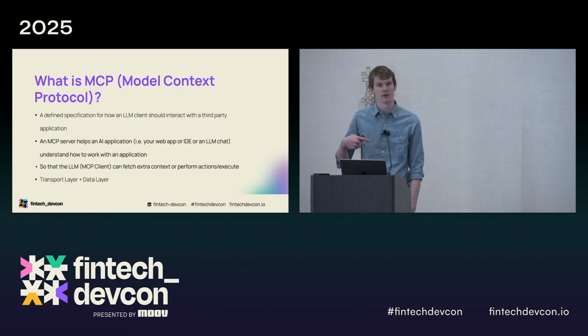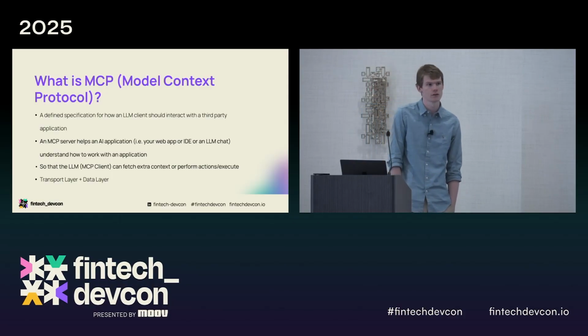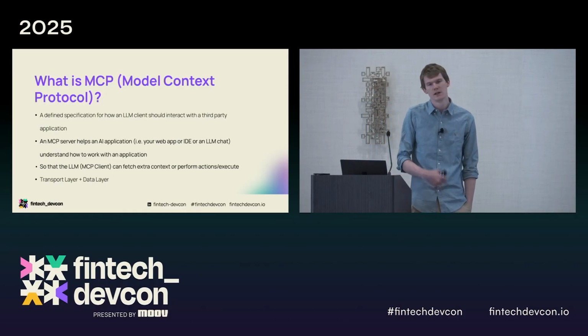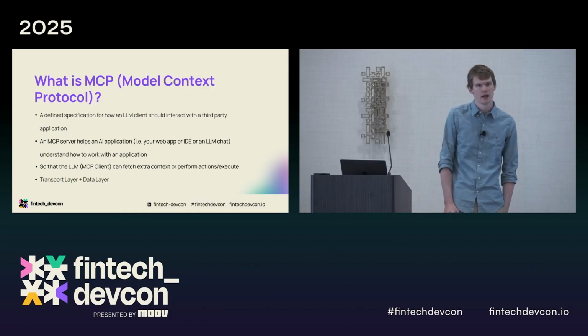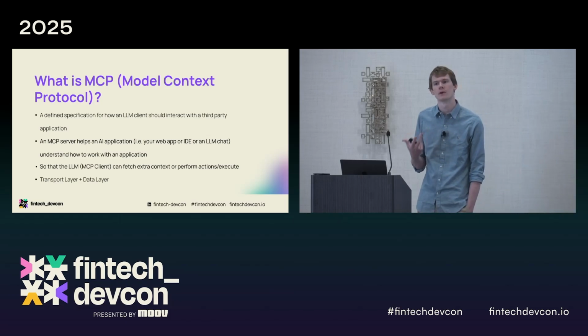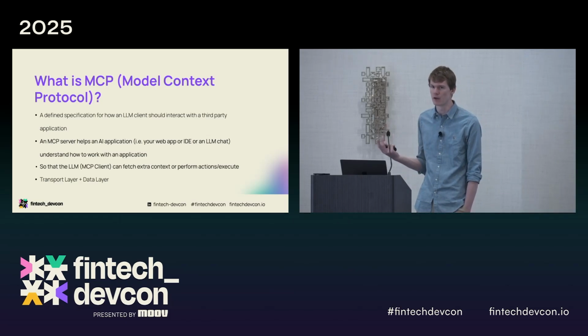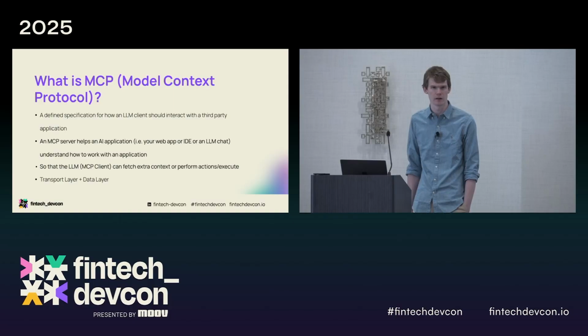Now, the data layer is what actually describes what information you know. How do I go and request this information? What tasks can you perform? How do I tell you how to perform those tasks? How should I take a user through a workflow in that AI application to be able to perform a task? So it's the data layer that we'll be focusing on today, and I think is probably what a lot of us think about when we think about MCPs instinctively.